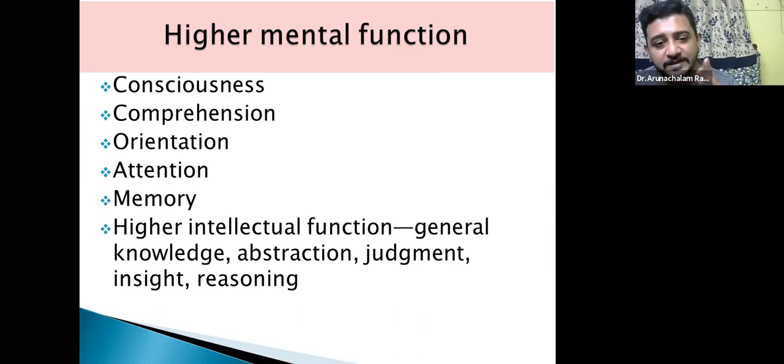Next is comprehension, whether he's able to understand whatever I am saying, inputs like auditory input or any visual inputs given to them. If they're able to understand and perceive that language, it is called comprehension. Orientation is whether he's able to communicate back, whether he is oriented to place, person, thing or not. Those things you know very well. Attention is whether he is able to give concentration to one particular sensory input for a given span of time. That is called attention and attention span.